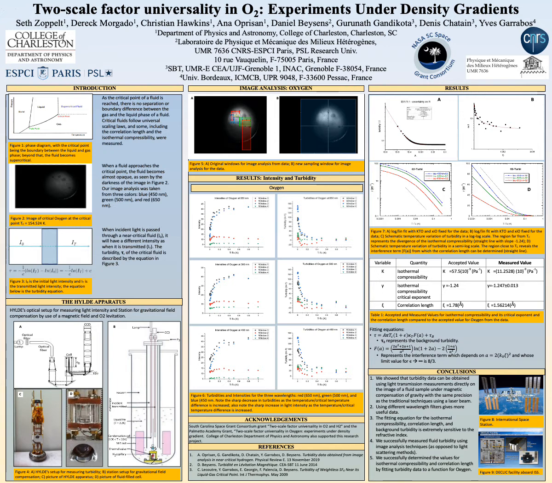In conclusion, we successfully showed that turbidity data can be obtained using direct image analysis of a fluid under magnetic compensation of gravity. We also found that using different wavelength filters yielded more useful data. The fitting equations for the various parameters are very sensitive, particularly to the refractive index. By fitting the turbidity data to these sensitive equations, we were able to successfully determine our values for the isothermal compressibility and correlation length for oxygen.